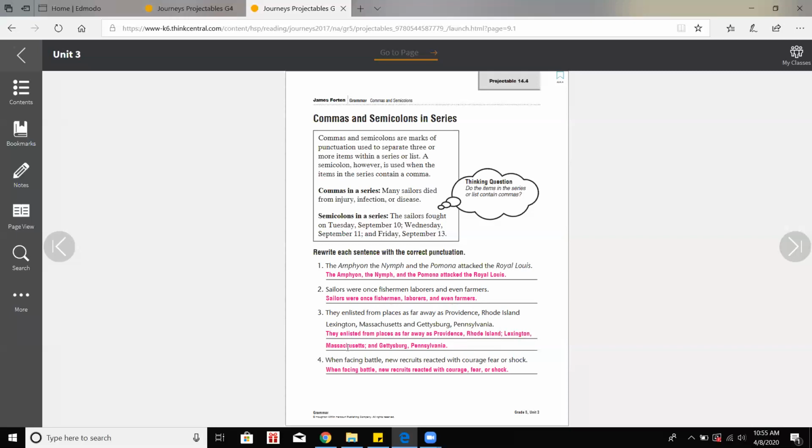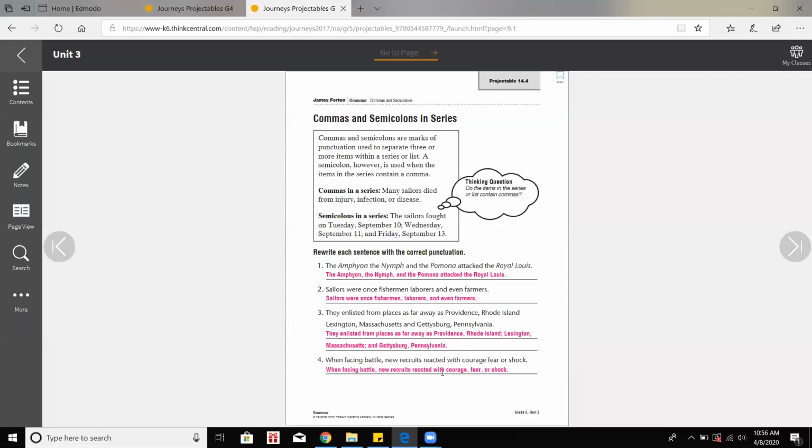Lexington, comma, Massachusetts, again, town and state, separated by a comma, use a semicolon to separate the rest of it from the third item in your list, Gettysburg, comma, Pennsylvania. Okay, next, number four, when facing battle, so you have in here your introductory phrase. Okay, so you use a comma even after that.